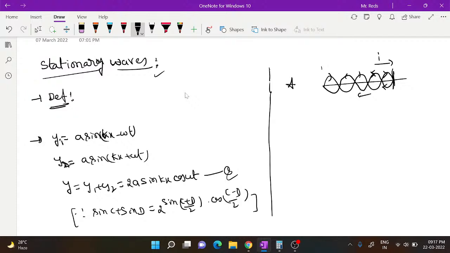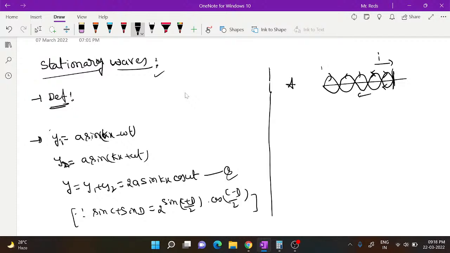If it is moving along the positive x direction, it can be represented as y_i = a sin(kx - ωt). The reflected wave is represented as y_r = a sin(kx + ωt). It is moving in the negative x direction. Both have the same amplitude, same frequency, and same wavelength. Here the wave number is k = 2π/λ.